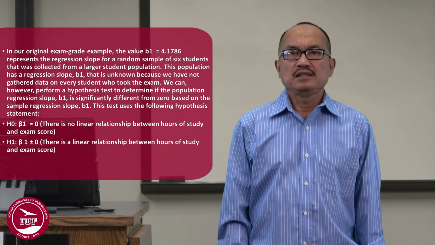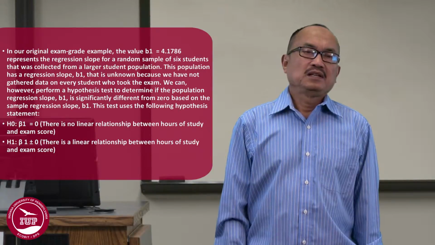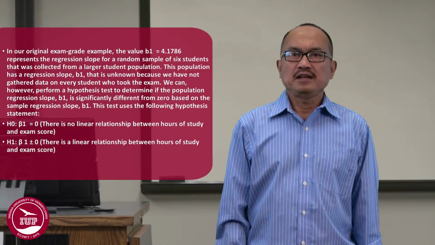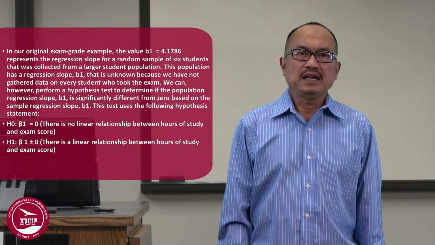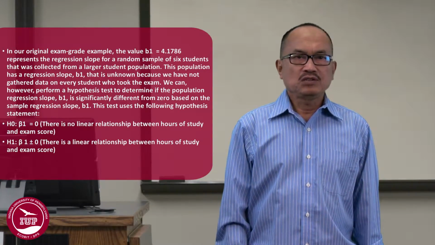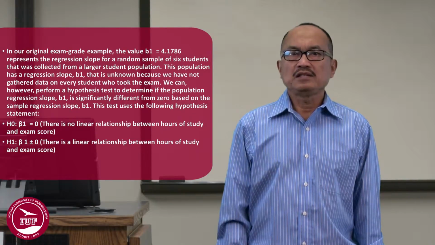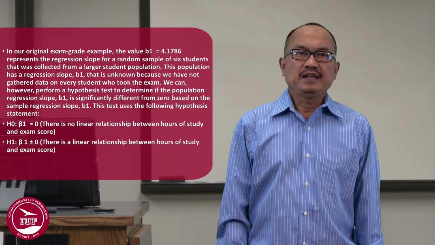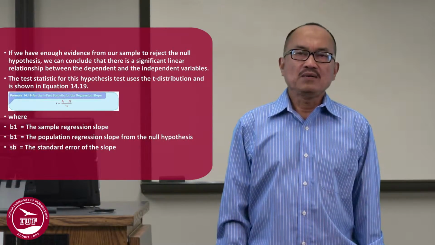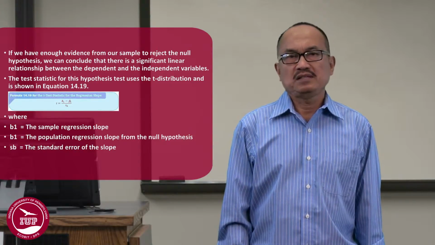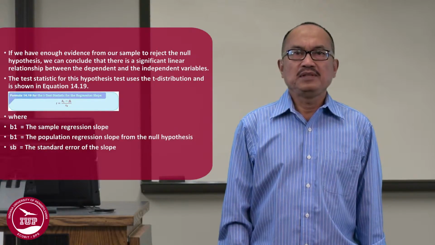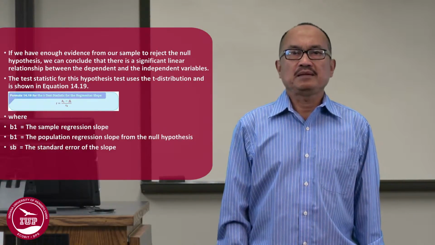This test uses the following hypothesis statement. Null hypothesis, B1 equal to 0, or there is no linear relationship between hours of study and exam score. Alternative hypothesis, B1 not equal to 0, or there is a linear relationship between hours of study and exam score. If we have enough evidence from our sample to reject the null hypothesis, we can conclude that there is a significant linear relationship between the dependent and the independent variables.